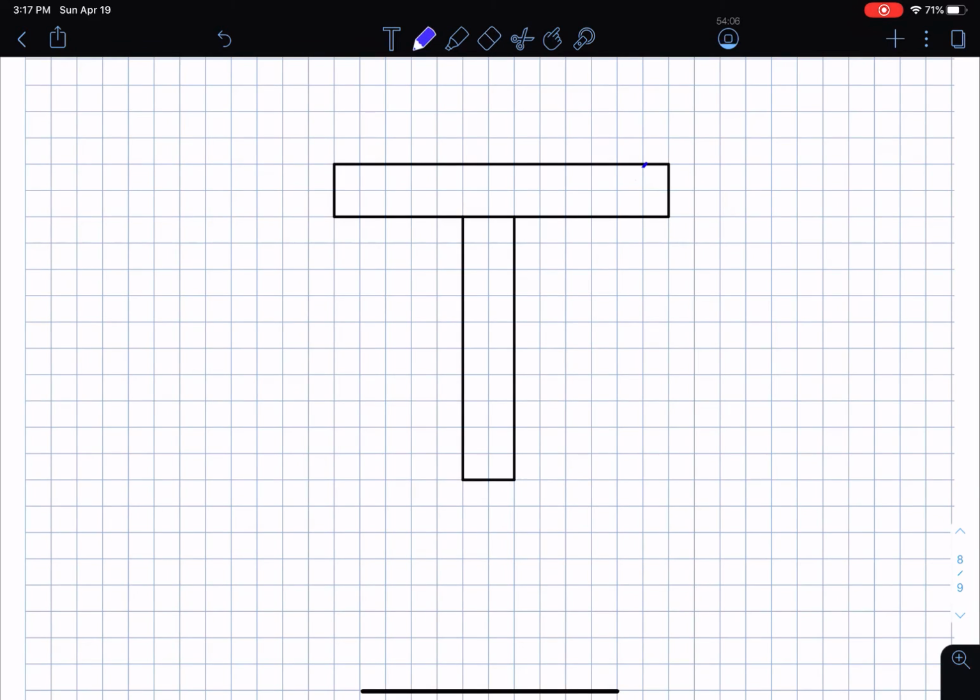Now, first of all, I have to mark the centroid of each of the simple connected shapes. So here is the centroid of this shape, and this is the centroid of the other shape here. I'm going to call this shape 1, and this shape 2. Then I also have to mark the centroid of the overall T section, which is going to be somewhere here. This was calculated in the previous lecture.